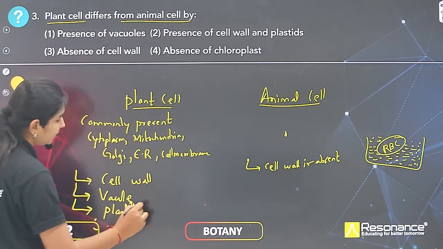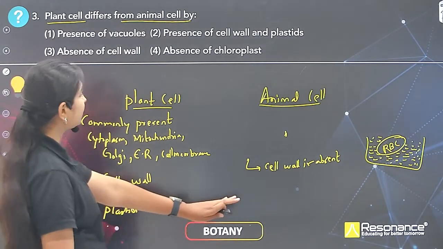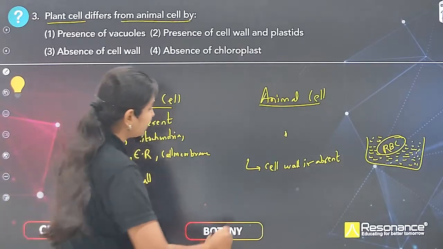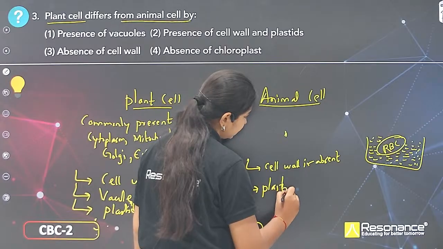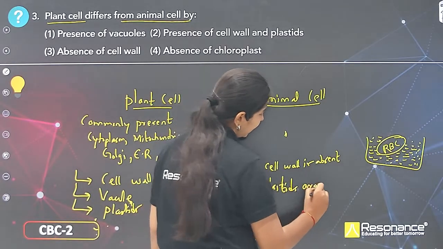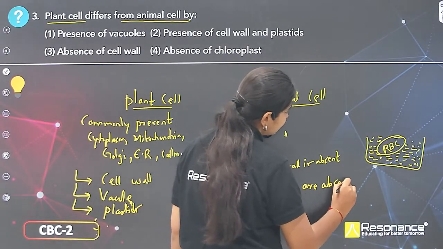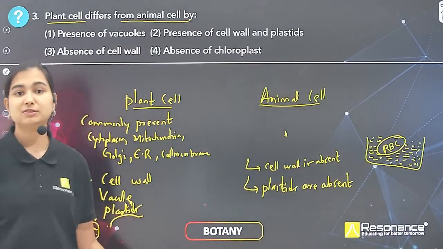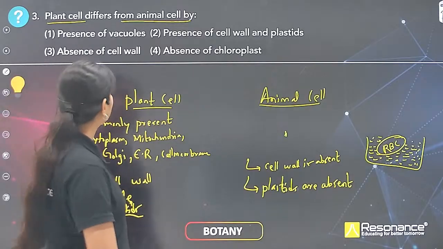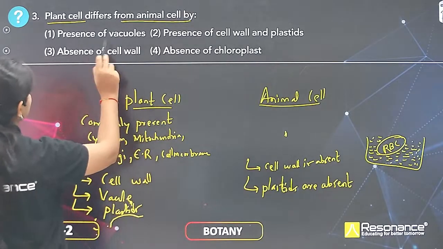Okay, now here in this case you don't observe the plastids, right? The plastids are absent, and what you can see, the centrioles are present. The centrioles are present, but here the centrioles are absent. Now what they are asking in the question, how the plant cell differs from the animal cell.